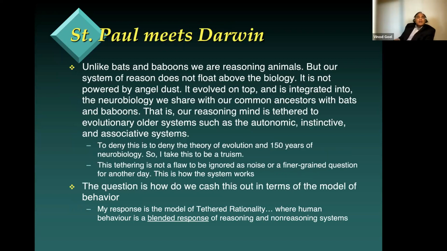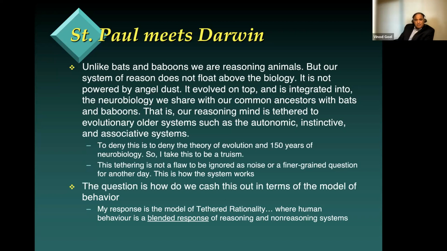Okay, so let's introduce Darwin to St. Paul. So unlike bats and baboons, we are reasoning animals. I'm 100% on board with this, okay? But our system of reason does not float above the biology. It is not powered by angel dust. It evolved on top of and is integrated into the neurobiology we share with our common ancestors with bats and baboons. That is, our reasoning mind is tethered to evolutionary older systems, such as the autonomic system, the instinctive system, and associative systems.